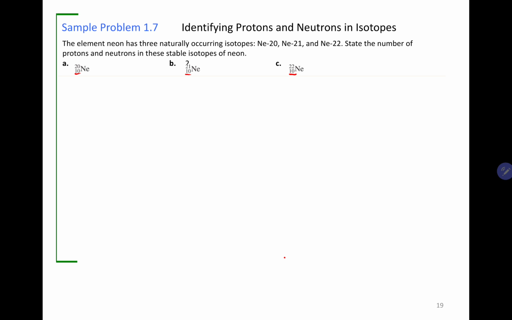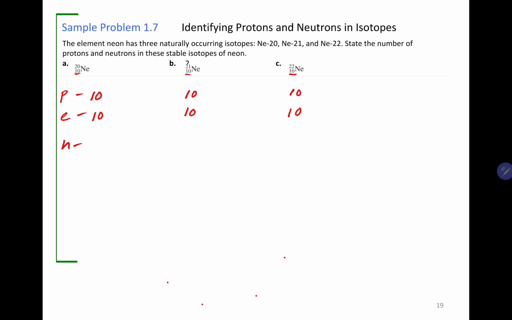So you need to find out the number of protons, neutrons, and is that it? Electrons. Let's throw in electrons as well. So you need to figure out the number of protons, electrons, and neutrons. Very straightforward. The number of protons is equal to 10 because it is the atomic number. If you have 10 protons, you should have 10 electrons. So for all these three isotopes, you have to have 10 protons and 10 electrons.